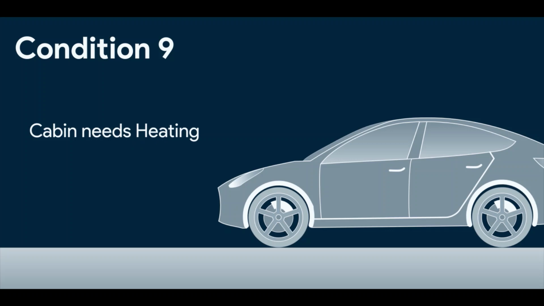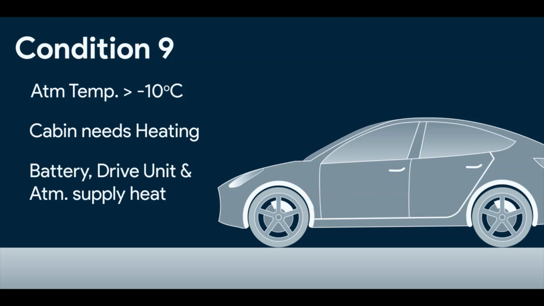The 9th condition uses the 9th heating mode. When the cabin requires heating, the atmospheric temperature is above -10 degrees Celsius, so the atmosphere can give heat, and the battery and drive unit are both warm enough to provide heat. So the battery, drive unit and the atmosphere provide the heat to the cabin via the heat pump.